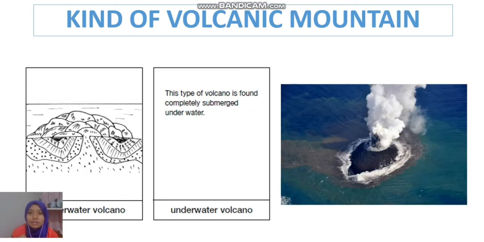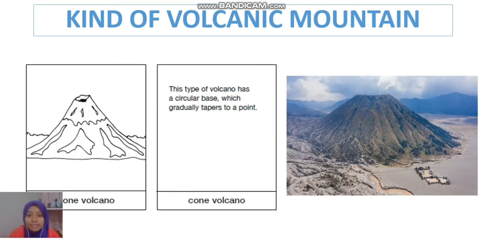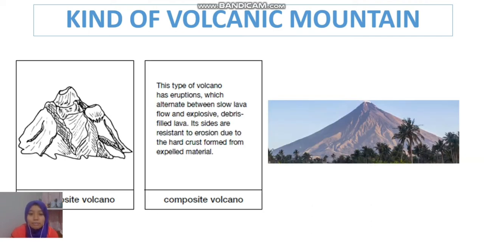Number 4, underwater volcano. This volcano you can find underwater. Number 5, shield volcano. This type of volcano has a gentle slope. That means this volcano is not too high because it's gentle, and the lava will flow gently over a great distance. Number 6, cone volcano. A cone volcano is a volcano that has a circular base. And the last type of volcanic mountain is composite volcano. The volcano has eruptions which alternate between slow lava flow and explosive debris-filled lava. That means sometimes it flows slowly, sometimes it explodes.